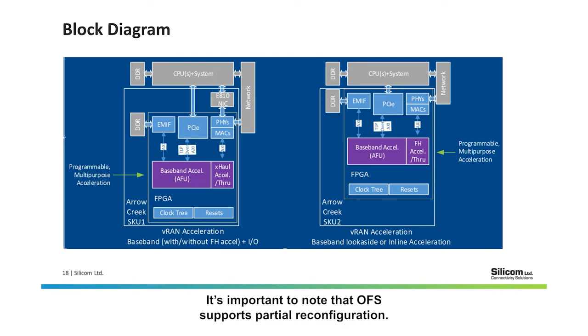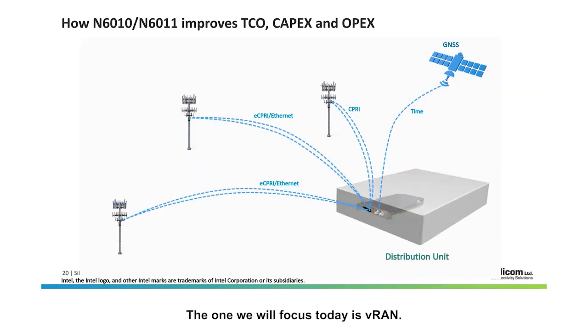It's important to note that OFS supports partial reconfiguration, a mode where acceleration workloads highlighted in purple can be swapped out dynamically under software control to change system accelerator needs. Silicom enables solution providers and customers with a variety of workloads. The one we will focus on today is vRAN.